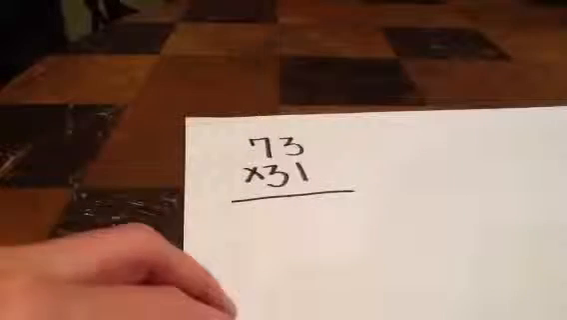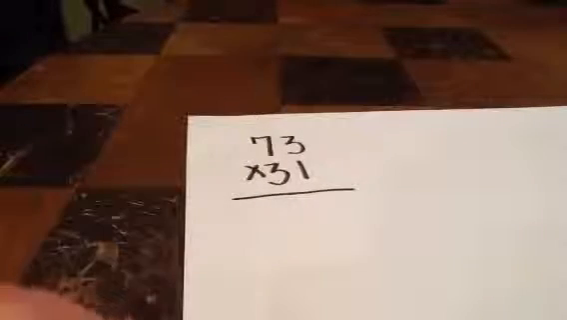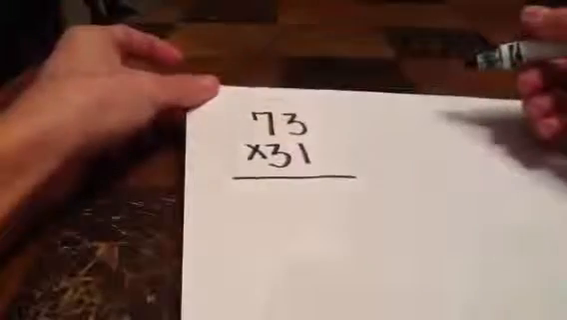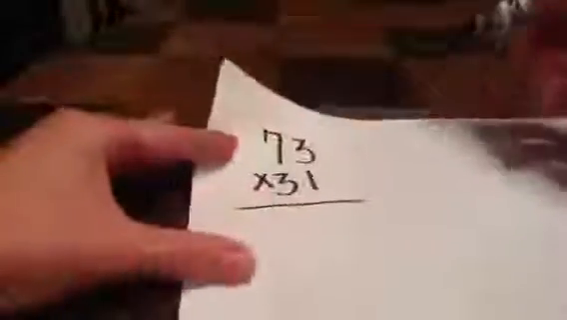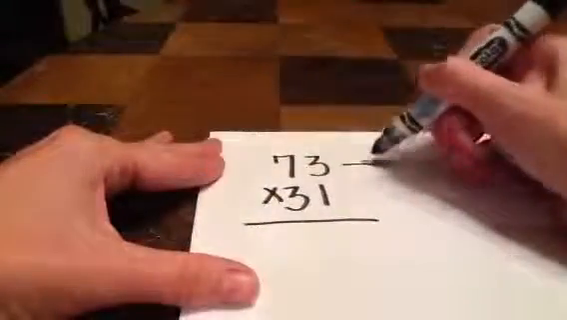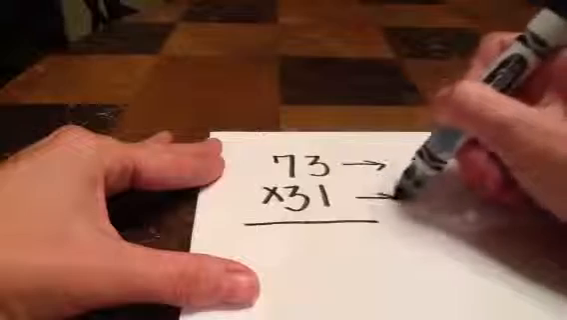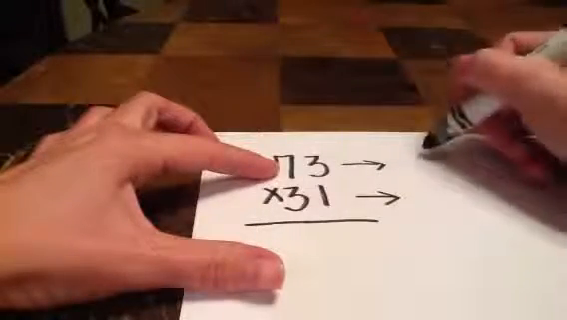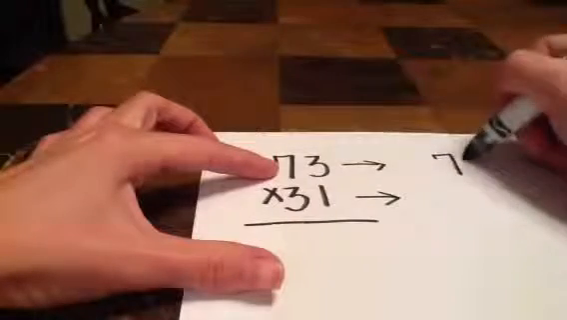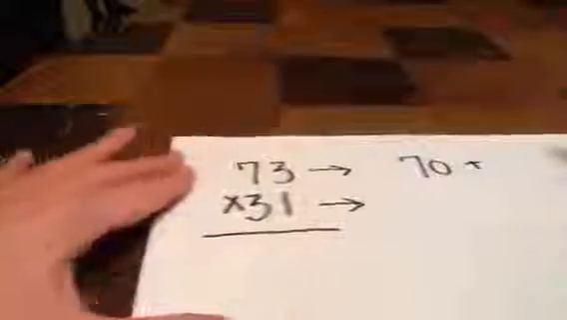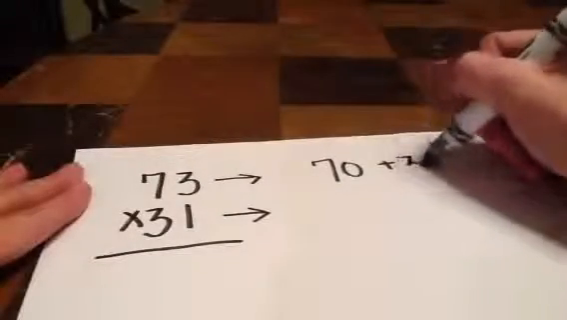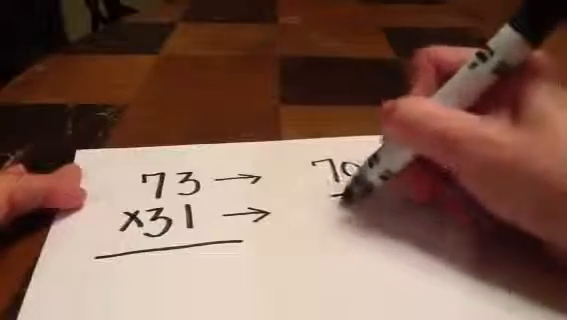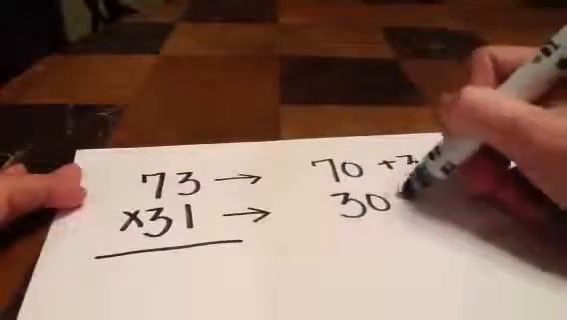Okay, now we're going to look at the same problem and use the other model called break apart numbers to solve 73 times 31 once again. The first thing that I'm going to do this time is break these apart into expanded form. So just like with the area model, 73 is 70 plus 3. And my 31 in expanded form is 30 plus 1.